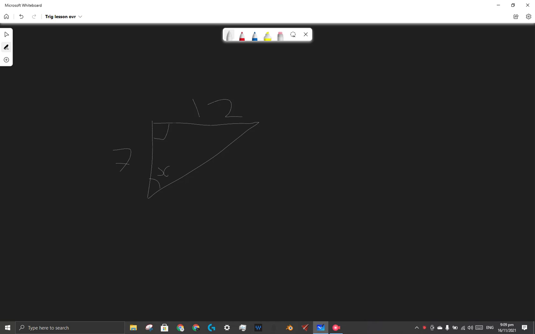Okay, so let's get into the working out. We have opposite, we have adjacent, and we use tan inverse because we're calculating the angle. Tan inverse of opposite, which is 12, divided by 7. Evaluating that, if you got x to be 59.74 degrees, well done.